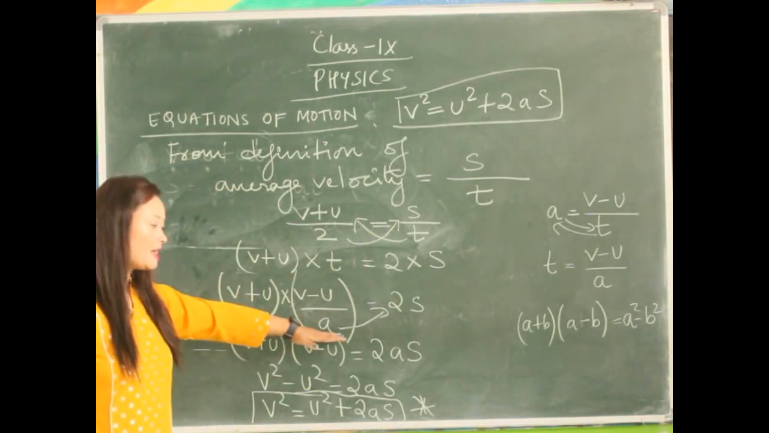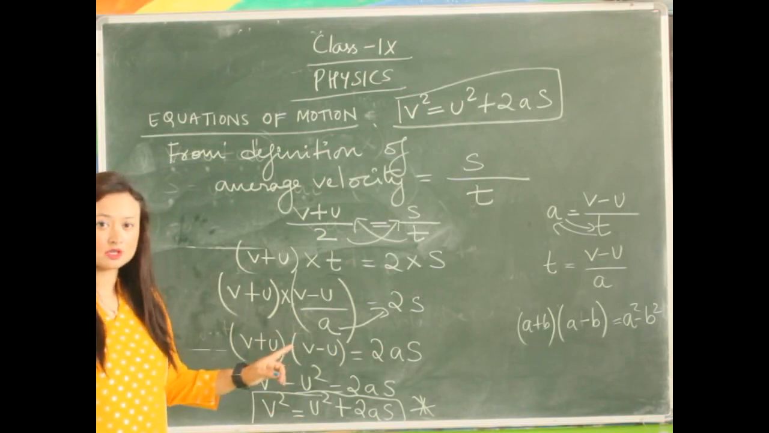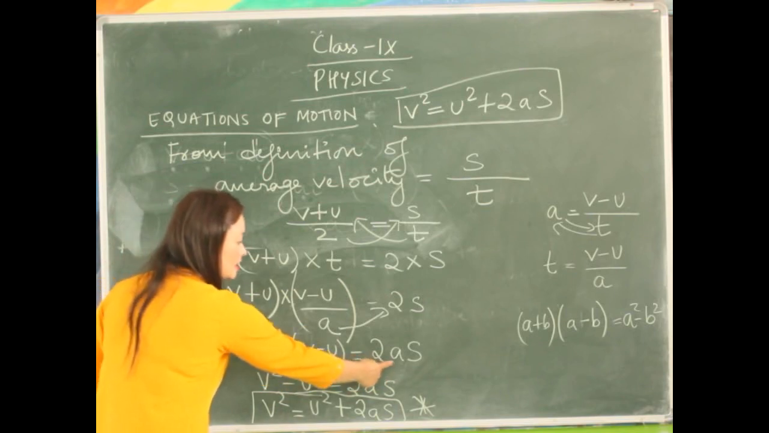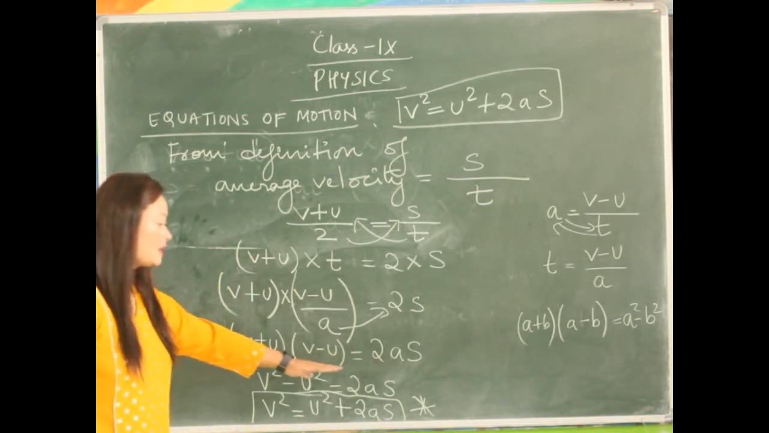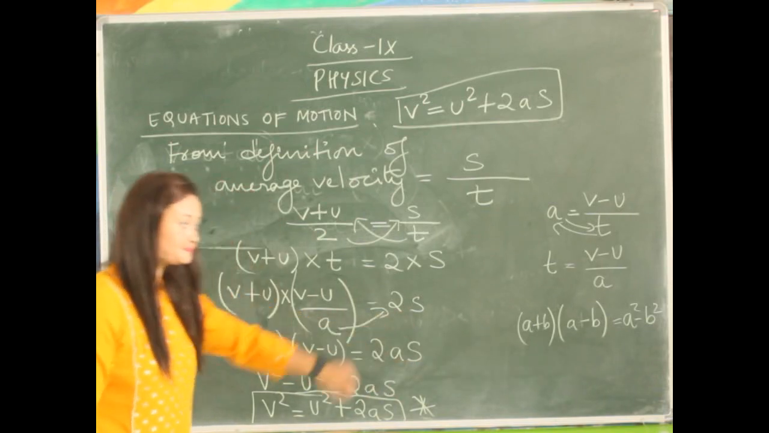Now see here, a is the only term which is in the denominator, so we need to remove it. We take it to the other side, and when it goes to the other side, it goes to the numerator. So what do we have now? (v plus u) into (v minus u) is equal to 2as.